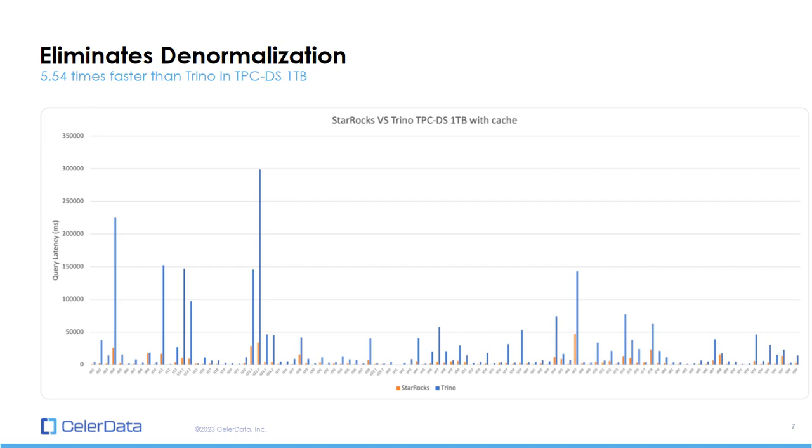Trino is an open source query engine for the data lake that is pretty well known for its high performance on the lake. And here, StarRocks querying the same data in the data lake is 5.5 times faster than Trino, with a more extreme query pattern and very complex queries. I'll go into how we did this later in the slides.